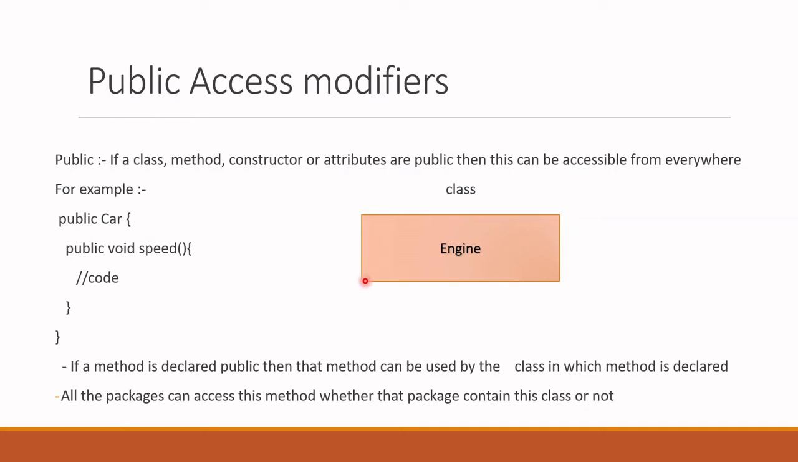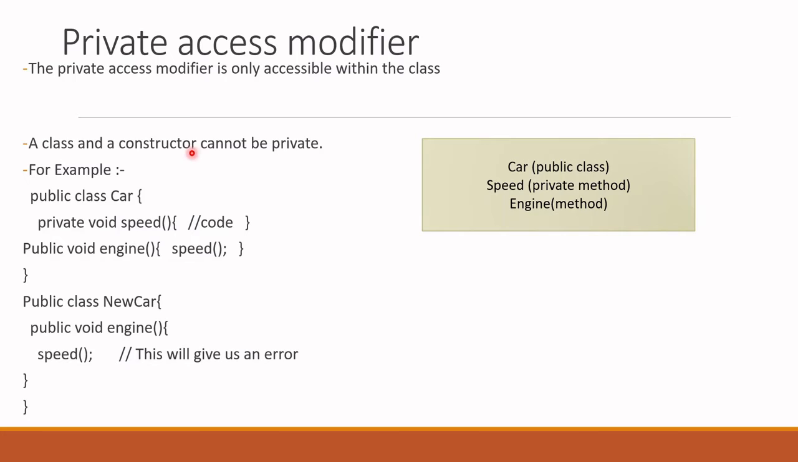Now let's take an example of a different class engine. From this engine class, you can access this public car class, and you can access this public void speed method also. So when you define a public keyword before a method, class, or a variable or a constructor, it can be accessed from anywhere. The second access modifier is private access modifier.